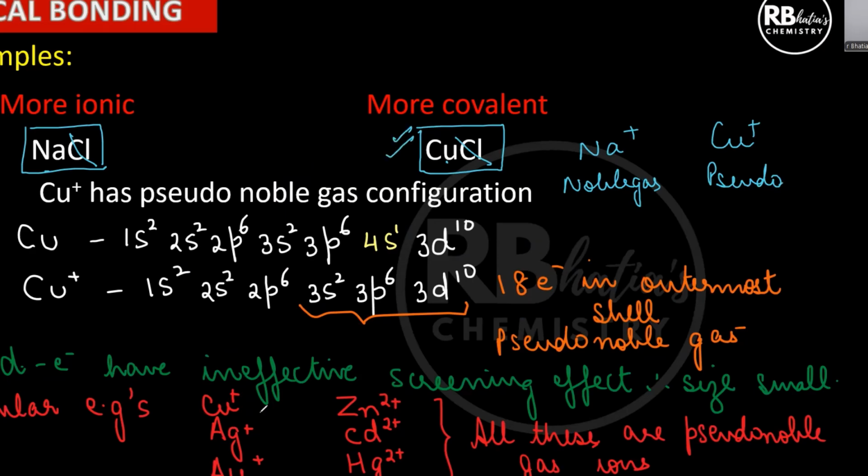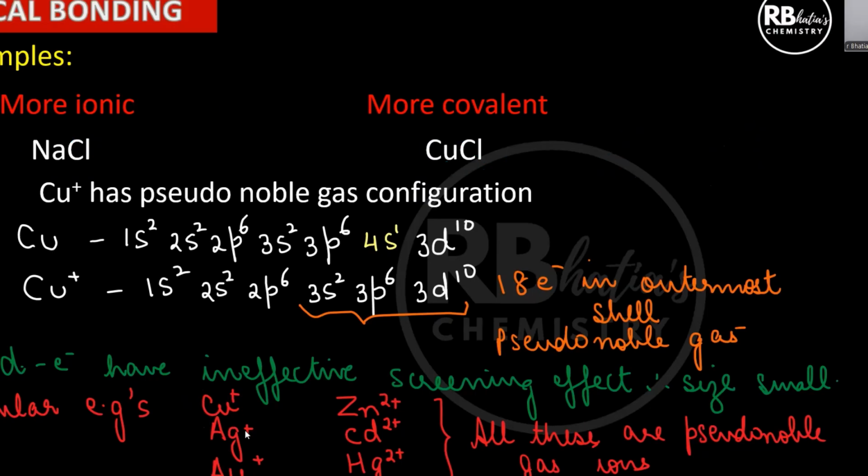Now, similar examples will be applicable to copper ion, silver ion, gold ion, zinc 2+ ion, cadmium 2+ ion, and mercury 2+ ion. All these ions are going to have pseudo noble gas configuration. So you can just remember any of these: CuCl, AgCl, AuCl, ZnCl2, CdCl2, HgCl2. All these are going to have more percentage of covalent character because they have pseudo noble gas configuration.